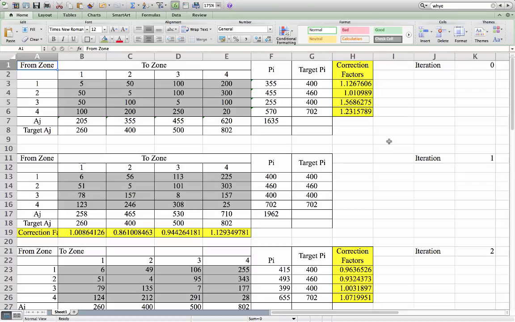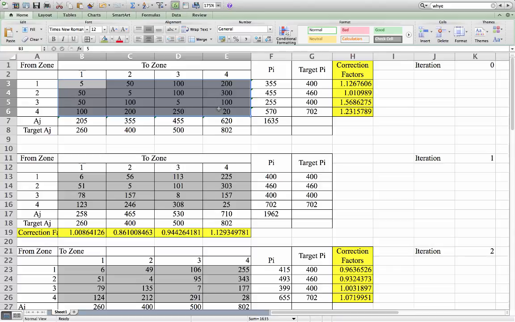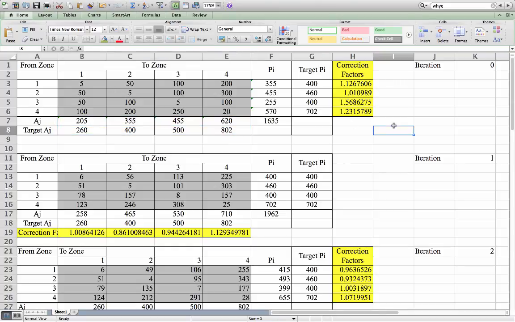So in this Excel sheet, we have the OD matrix of the current year as highlighted here. We have the productions of each zone of the base year, productions for the future year, attractions of the base year, and attractions of the future year. So for the first iteration, what we do is we consider Bj equal to 1.